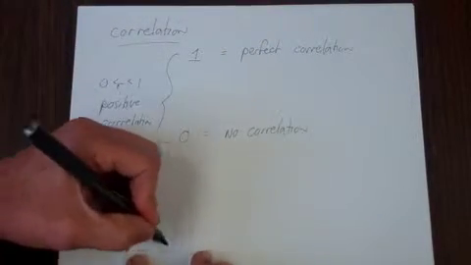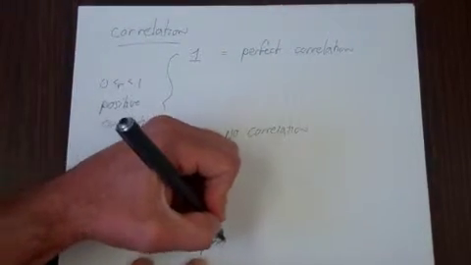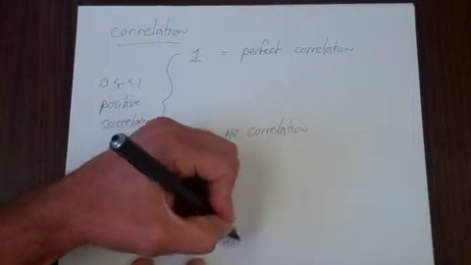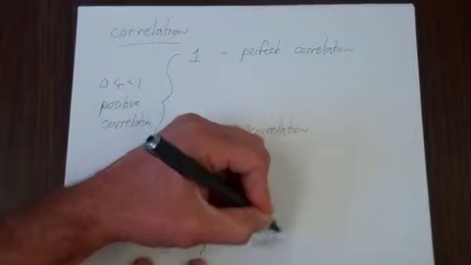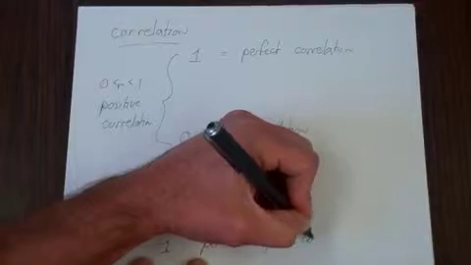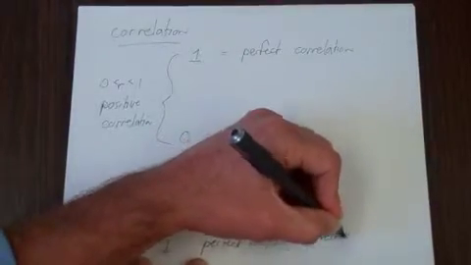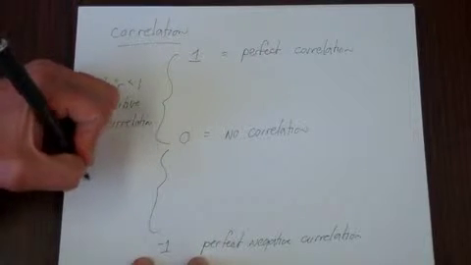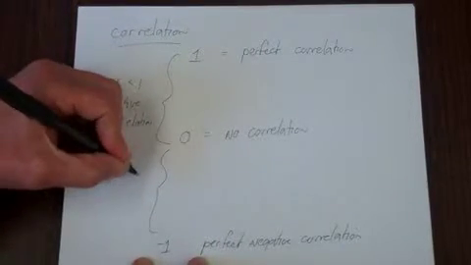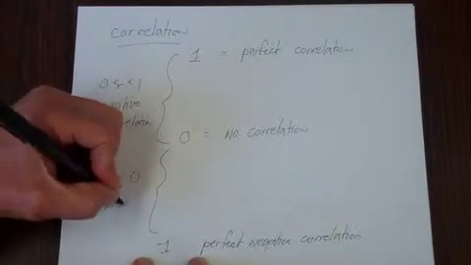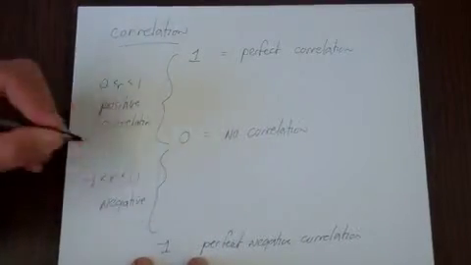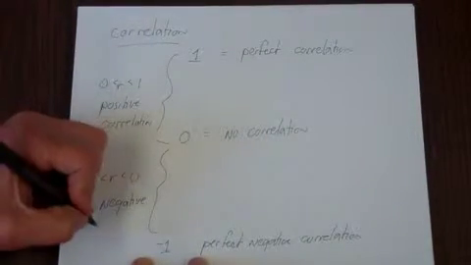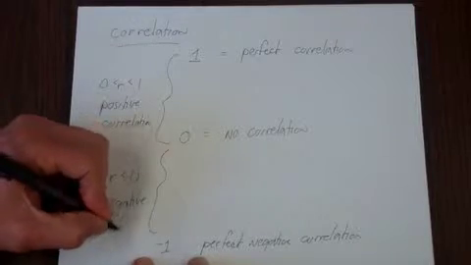Negative 1 is also going to be a perfect correlation, but in this case a perfect negative correlation. And values between 0 and negative 1 will be called negative correlations. Sometimes they're called negative associations. Same meaning.